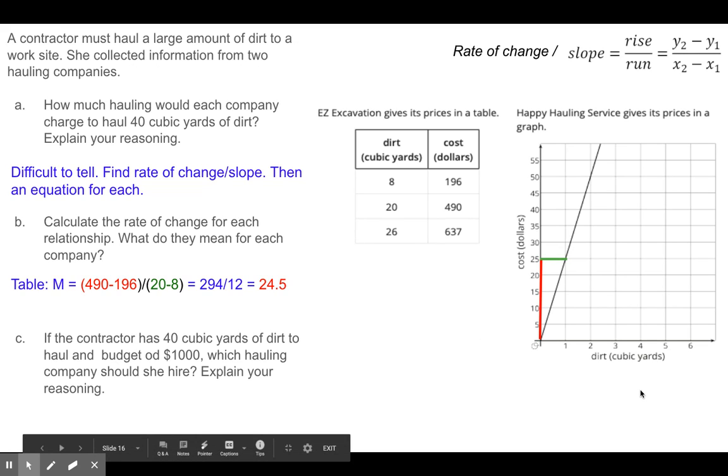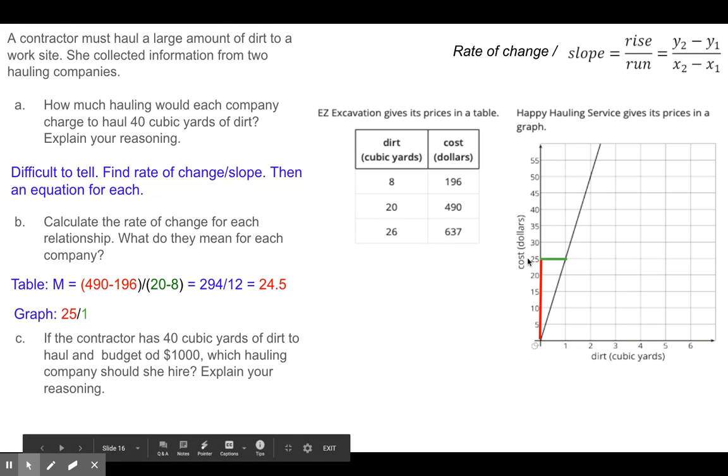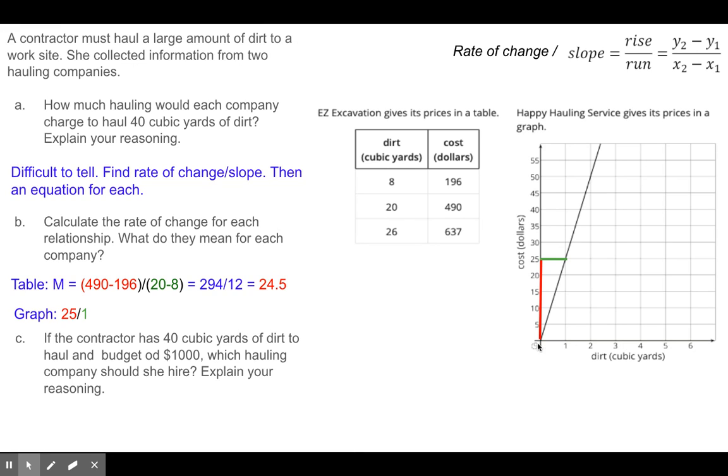And I could also get it from the graph, vertically and horizontally. On the graph, the cubic yards are on the x-axis, and each line is 1, and vertically it's scaled by 5s, 5, 10, 15, 20. So that's 25 over 1. And what it means is that each cubic yard of dirt costs $24.50 or $25 to haul.